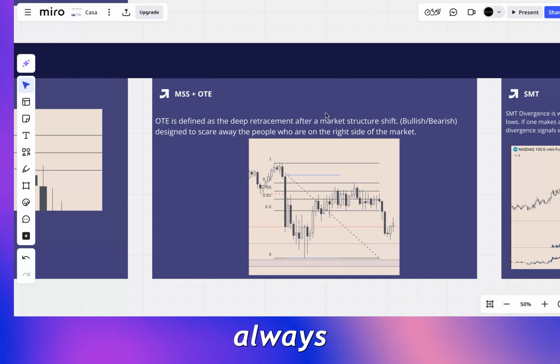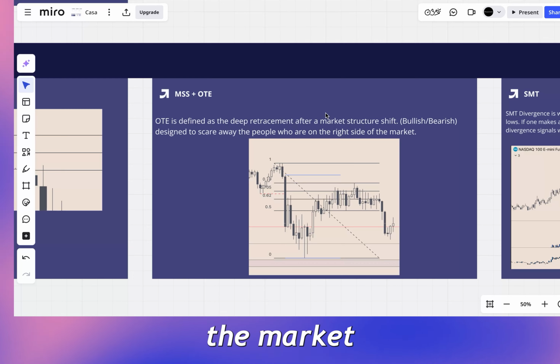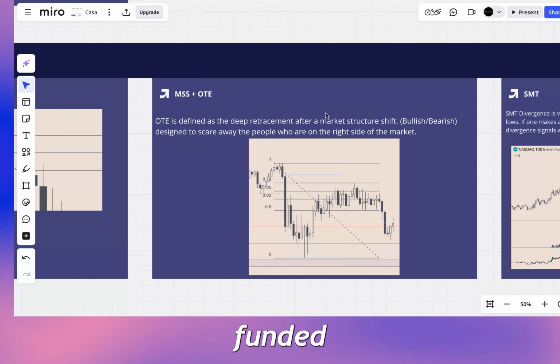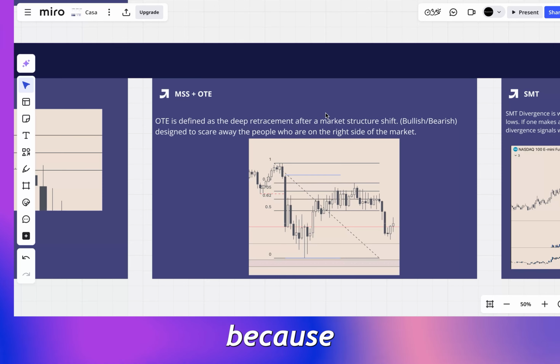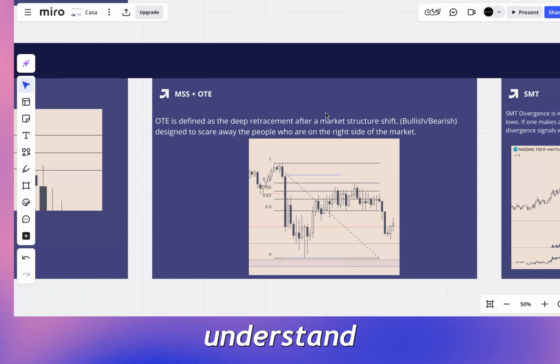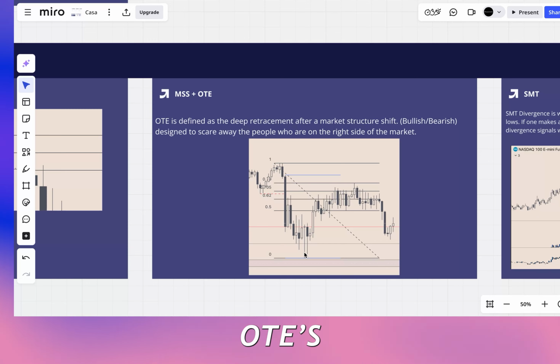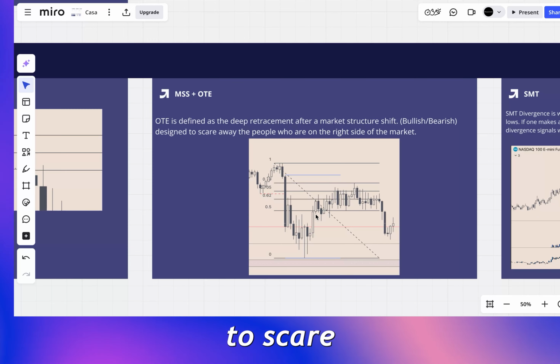Because you could always have narrative and you could know where the market is going, but if you don't understand the fractal nature of price delivery, you're going to get eaten up, right? You're going to go through major drawdown, even get stomped out, blow up a bunch. You're going to blow up funded accounts. So just because your bias is correct overall, you need to understand the fractal delivery of price, right? That OTEs are designed for a reason. OTEs or pullbacks, they're designed to scare you away.